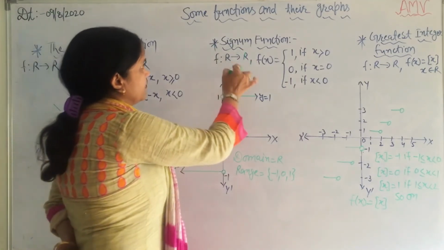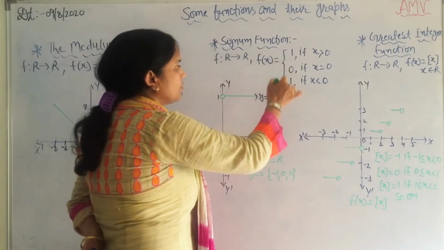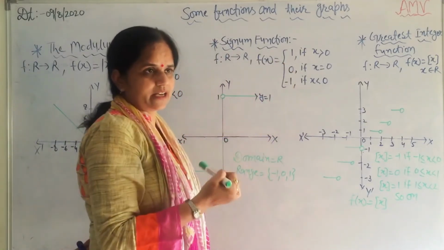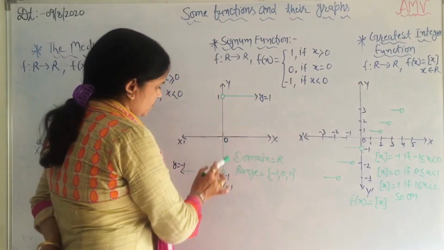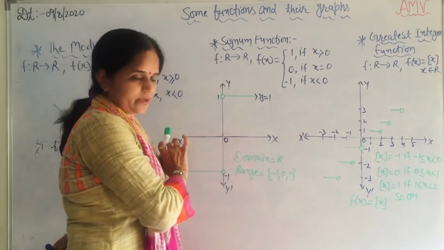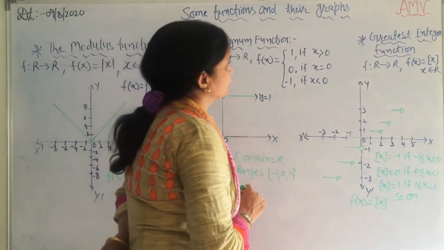And the domain of this signum function is R, it can attain all values from the real numbers, and the range is only three values, 0, minus 1 and 1. So the range is {minus 1, 0, 1}.